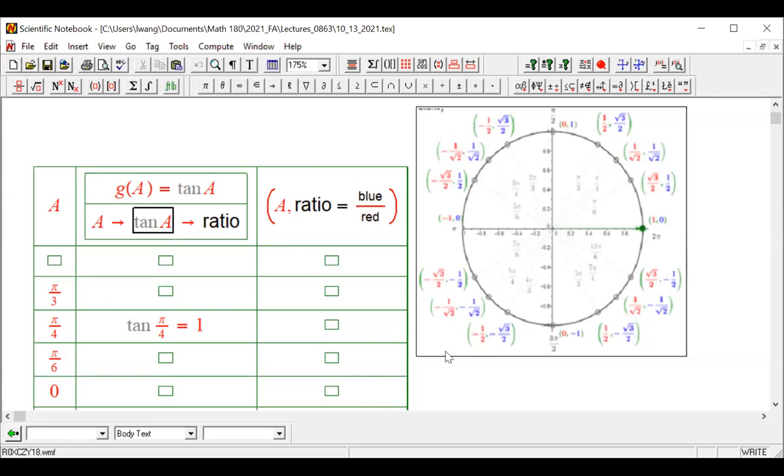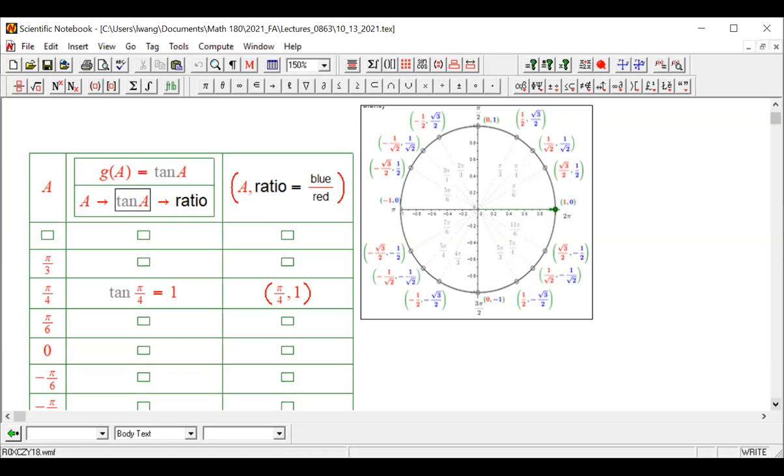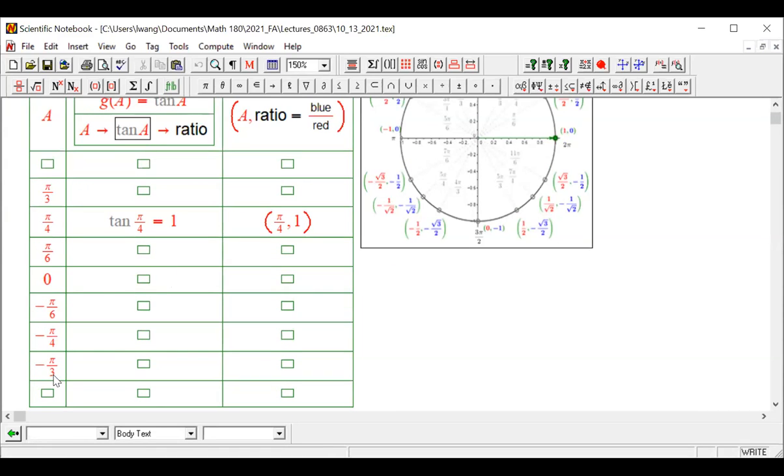So does everybody know what to do? So this point is pi over 4 input, which is angle. The ratio is 1. So what you guys are going to do is do this for all of these points, from pi over 3 all the way up to negative pi over 3. Do you guys know what to do? Or do you want me to do another example for you? Yes or no? Okay, go for it.